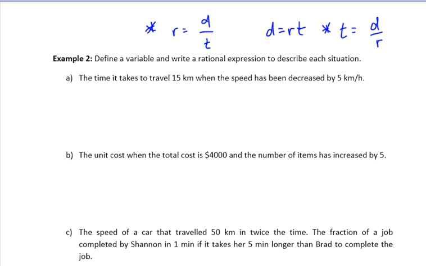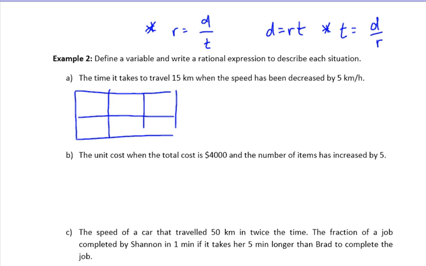So the time it takes to travel 15 kilometers when the speed has been decreased by 5 kilometers per hour. So with these, it's always helpful to make a chart. And it's going to be a 2 by 3. And we have rate equals distance divided by time. Okay? So you have your initial situation and then your new situation. Okay? Before and after kind of thing.